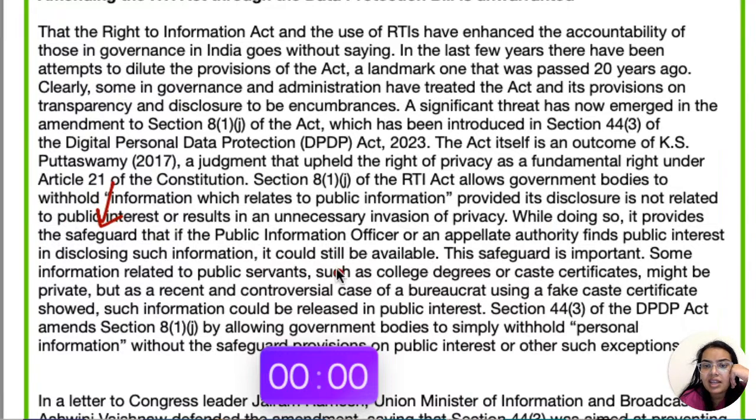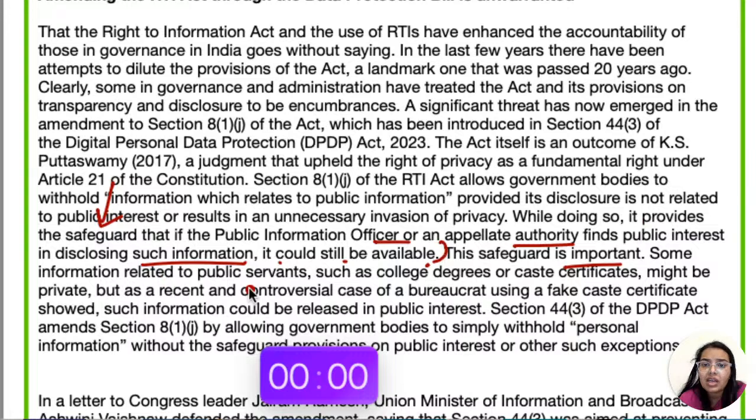There is a safeguard that if the officer or authority finds public interest in disclosing such information, it could still be available. So here is something where if the authority finds out that okay, this piece of information is actually gonna help, it is in the public interest, then the information will be made available. This safeguard is important. So author of course is supporting this.